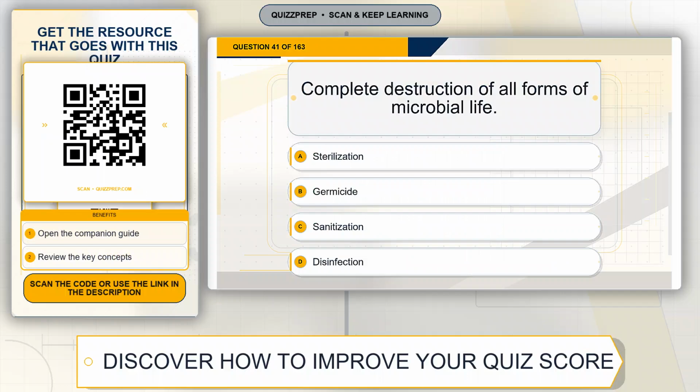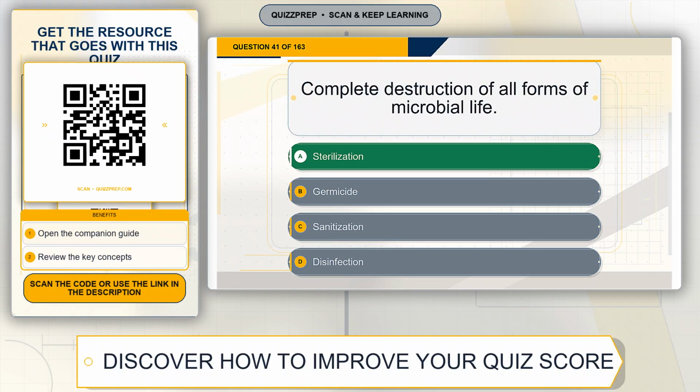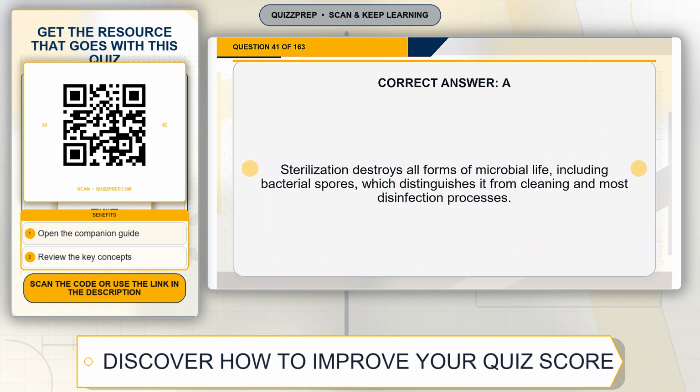Question 41. Complete destruction of all forms of microbial life. Option A, sterilization. Option B, germicide. Option C, sanitization. Option D, disinfection. The correct answer is option A, sterilization. Explanation. Sterilization destroys all forms of microbial life, including bacterial spores, which distinguishes it from cleaning and most disinfection processes.